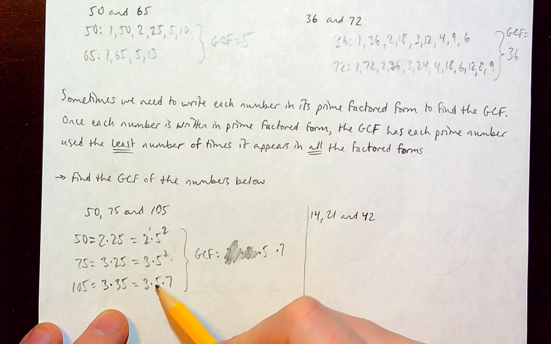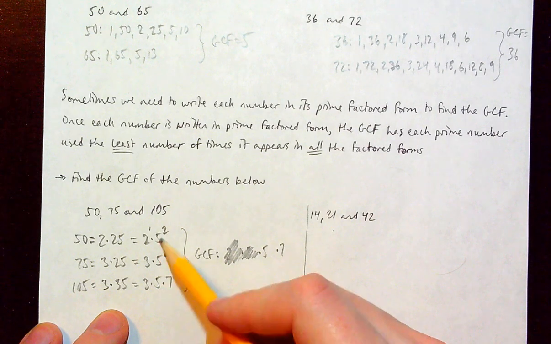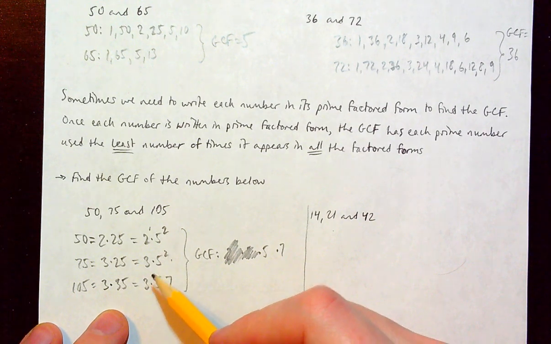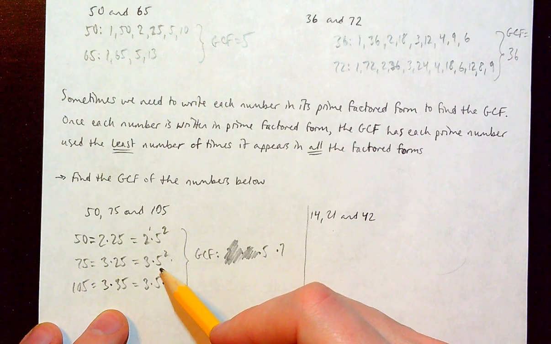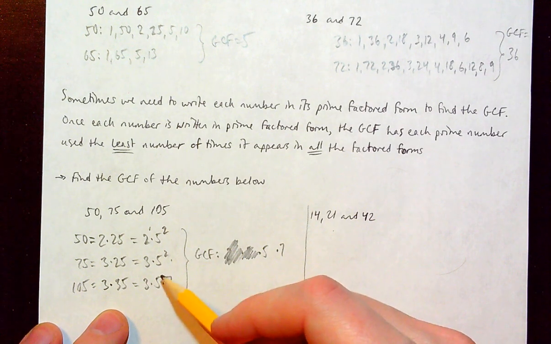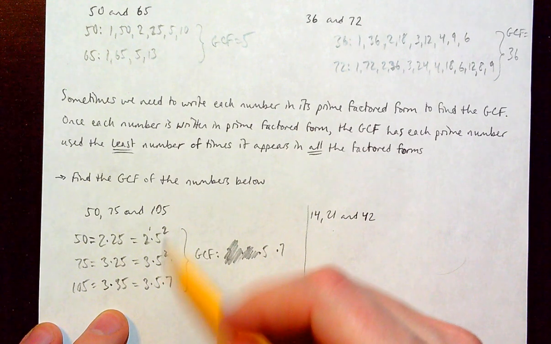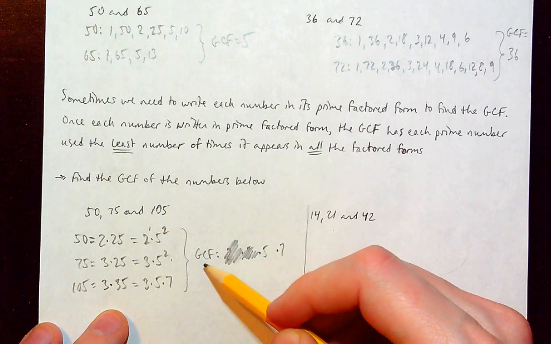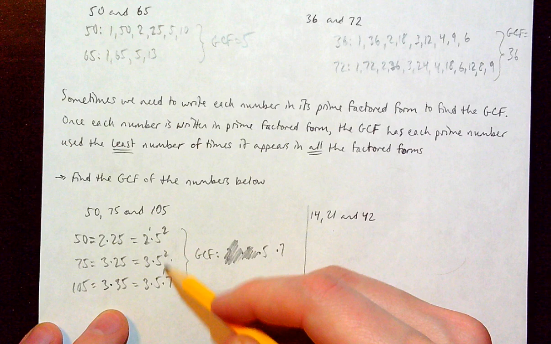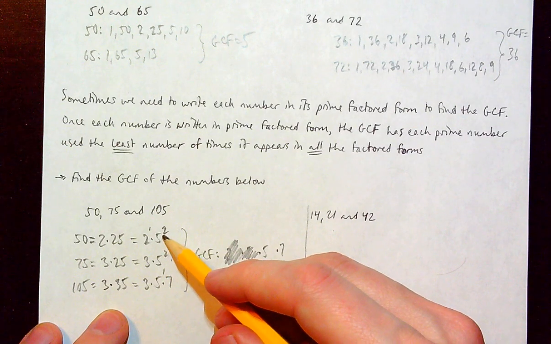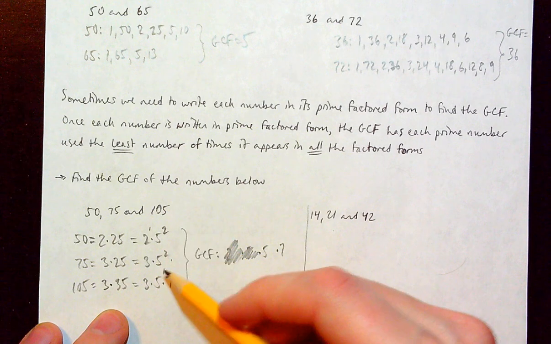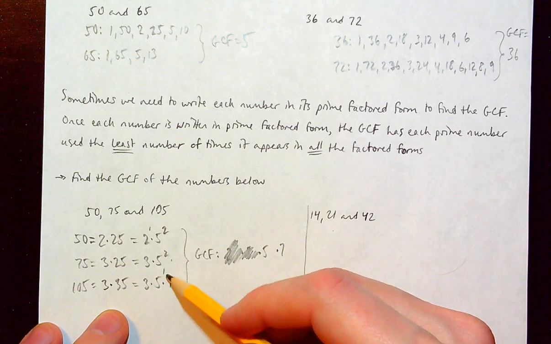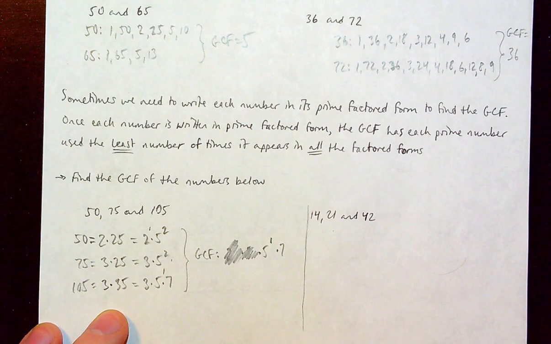All right, the 5. The 5, unlike the previous 2 primes, is happening in all 3 of these numbers. So what we are going to do is take the smallest exponent that's on the 5 between all these numbers, and that is going to be the exponent on the 5 in our GCF. So secretly we have a power of 1 there, a power of 2 there, and a power of 2 there. So we're going to use the smallest exponent, which is the 1, and that's going to be the exponent on the 5 in my GCF.